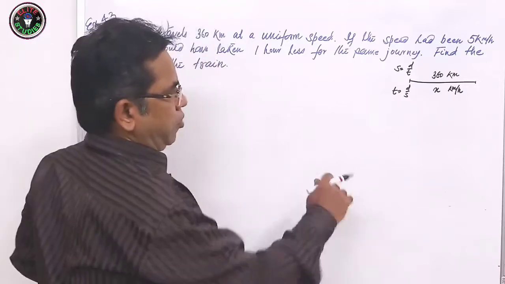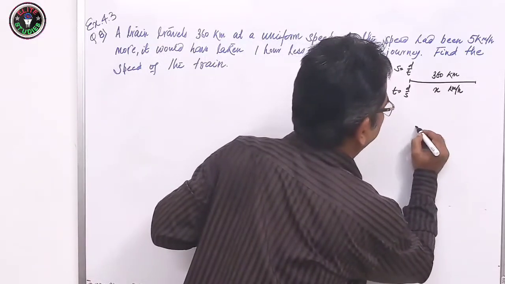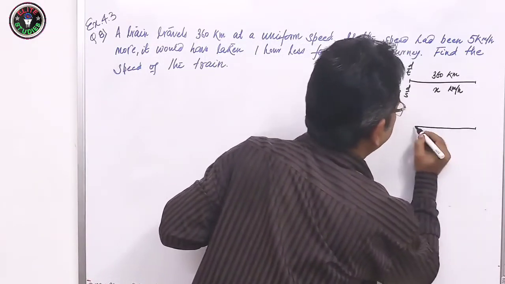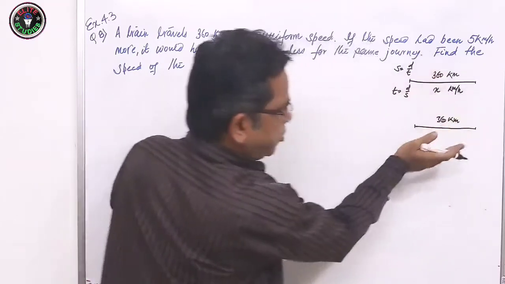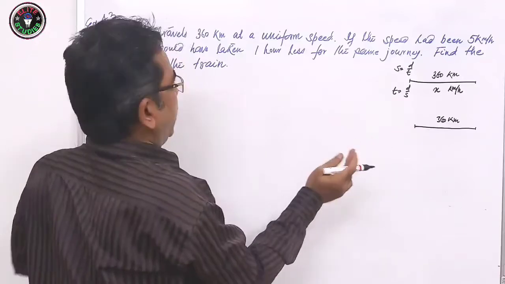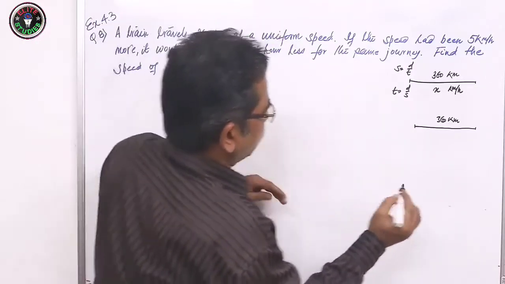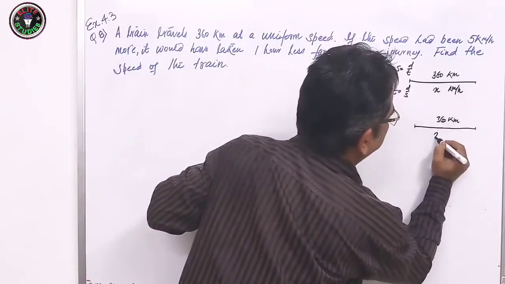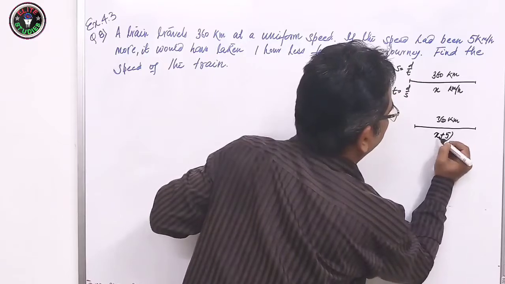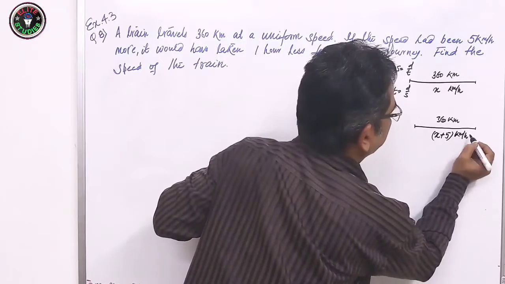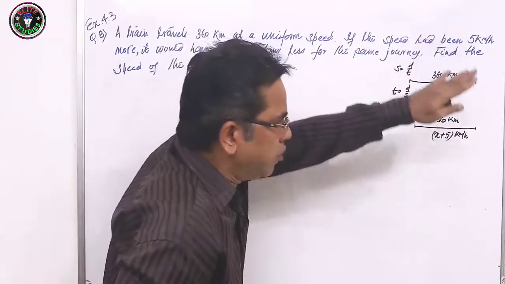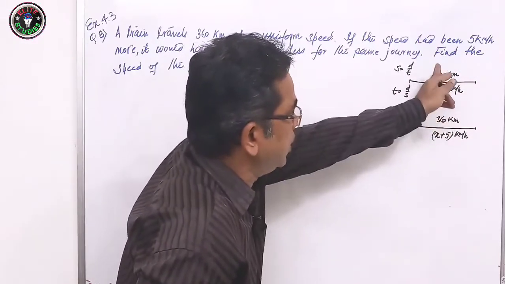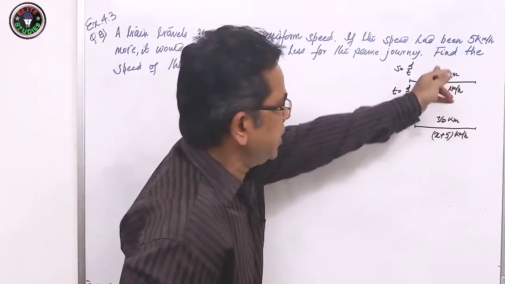Now in the second case, what happens? The distance is the same, 360 kilometers only. The distance is not going to change, but the speed has become more. Initially it was x, now it has become x plus 5 kilometers per hour. The speed has become more. Now when the speed has become more, the time taken will be less, because the distance is the same.